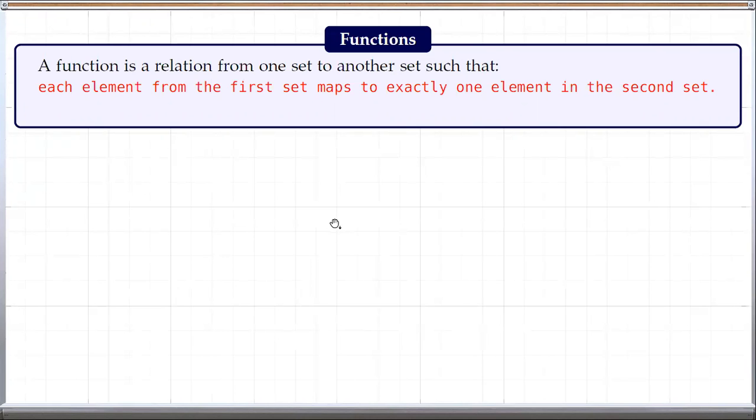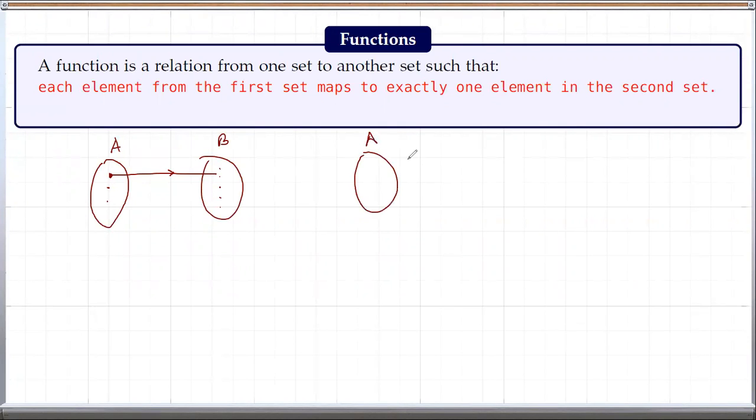So here is the basic definition of a function. A function is a relation from one set to another such that each element from the first set maps to exactly one element in the second set. So if you have two sets A and B, you have a bunch of elements here and some elements here. So this particular element can map to only one element for this relation to be a function.